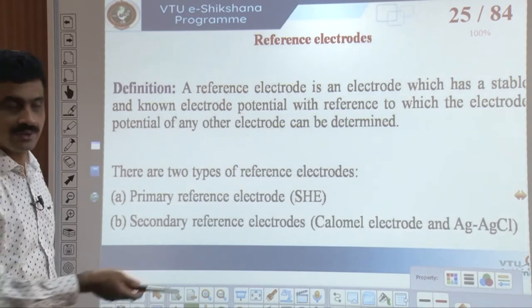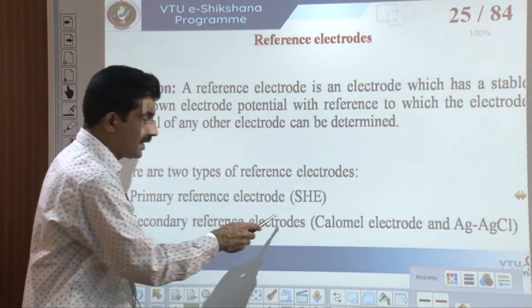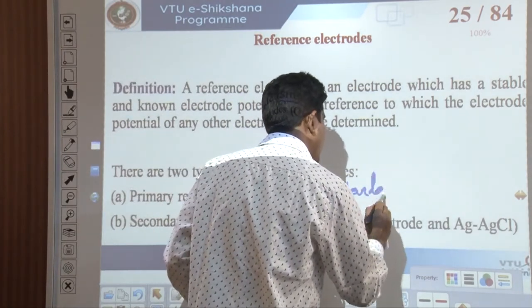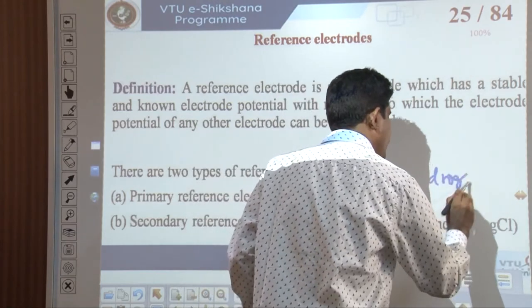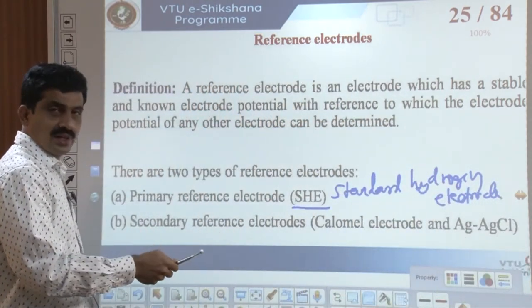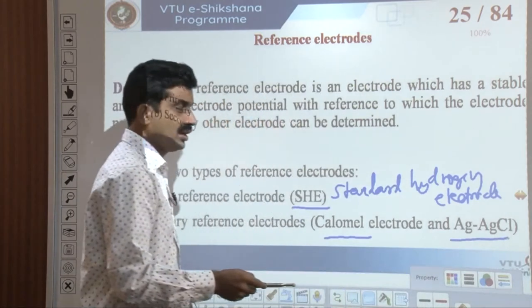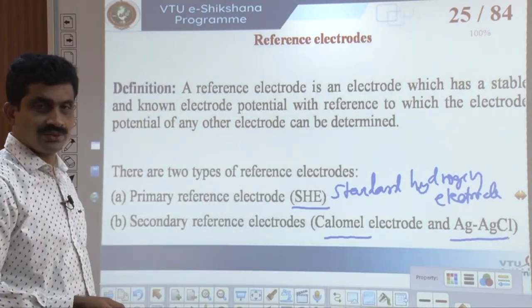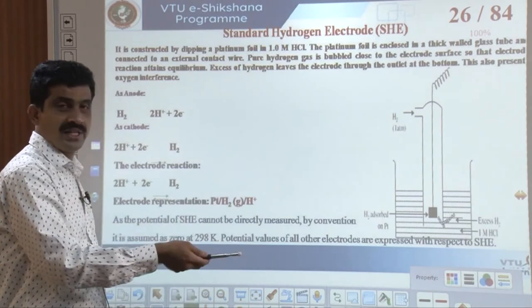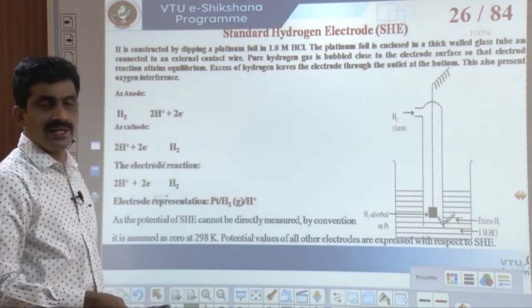There are two types of reference electrodes. One is the primary reference electrode and the other type is the secondary reference electrode. The standard hydrogen electrode, SHE, is the only primary reference electrode. And there are certain other reference electrodes called secondary reference electrodes. The calomel electrode and the silver-silver chloride electrode are the widely used secondary reference electrodes. Now we shall understand the working principle of the standard hydrogen electrode, its advantages and limitations.